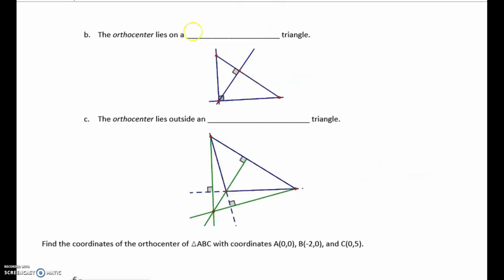The orthocenter is going to lie on a right triangle. So if you look, there's an altitude right here, we've got an altitude here and an altitude here. They all connect, strangely enough, right at the vertex that always has the right angle. So that's going to be nice for us. And the orthocenter lies outside an obtuse triangle.